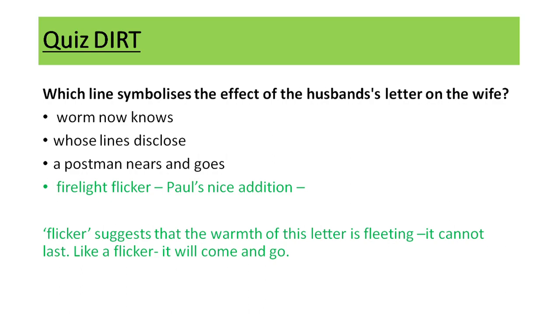And then Paul in S1 did come up with this really nice addition about flickering, and how flickering suggests the warmth of this letter is very fleeting. It can't last. So like a flicker, it will come and go. A fire will burn out, won't it, just as much as a candle, like in stanza 1. Okay, so that's a really insightful, really thoughtful, clever point. So can you add that down in your notes, please?